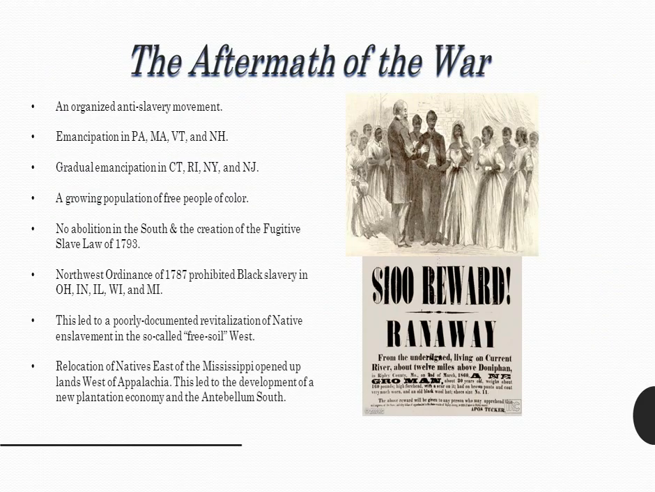In conclusion, the aftermath of the war saw many changes: organized anti-slavery movements in the North, some emancipation, and a growing population of free people of color. Right after the war, the Northwest Ordinance made black slavery illegal in the new Western territories. Unfortunately, this led to a revitalization of the enslavement of Native Americans. This is what I'm working on in my research. And of course, it also led to a lot of American violence against Native peoples.